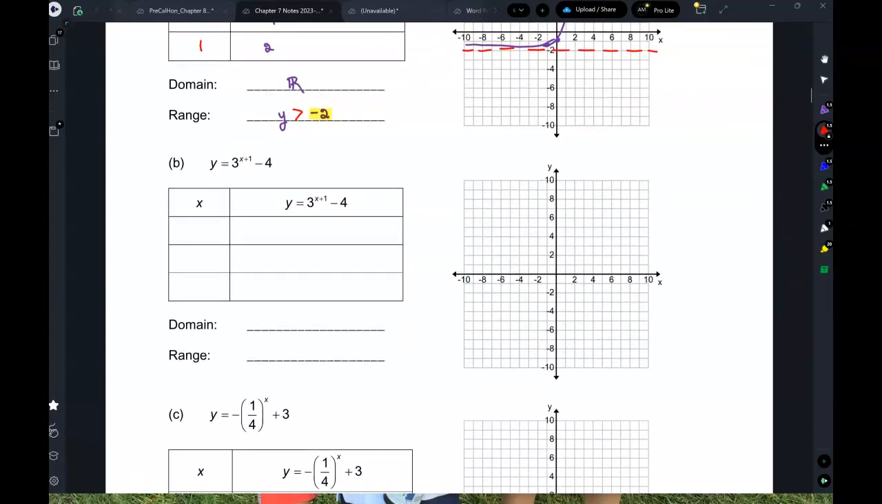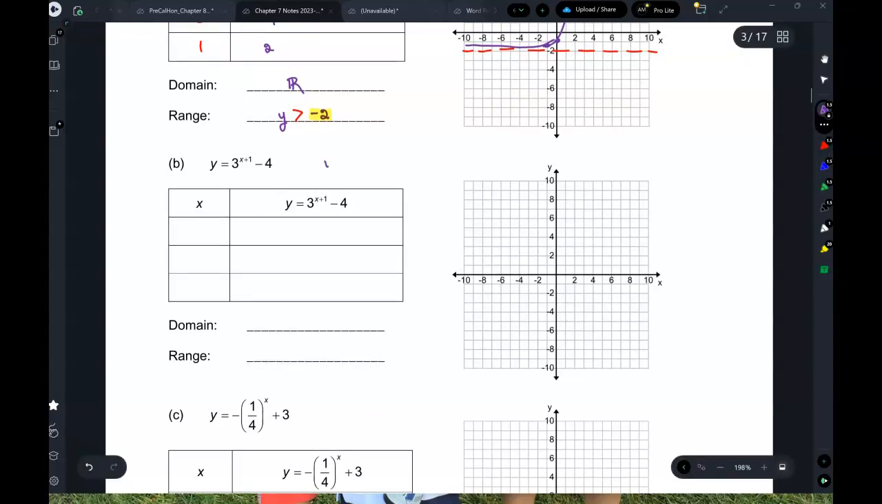All right, so let's do the next one. Horizontal asymptote. What's the horizontal asymptote? Y equals -4. If you just say -4, it's -1 right off the bat. Okay, and the first thing I do is graph that.